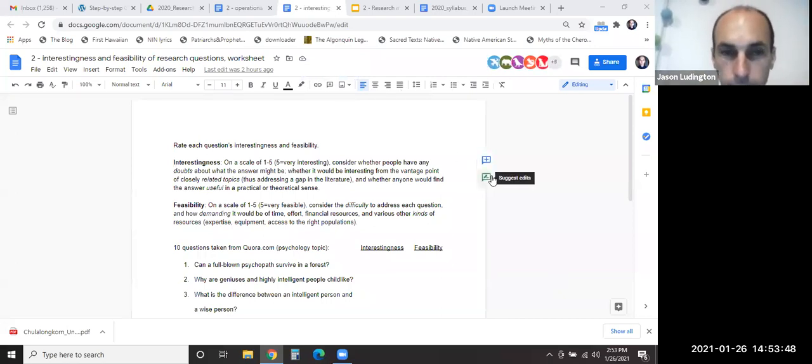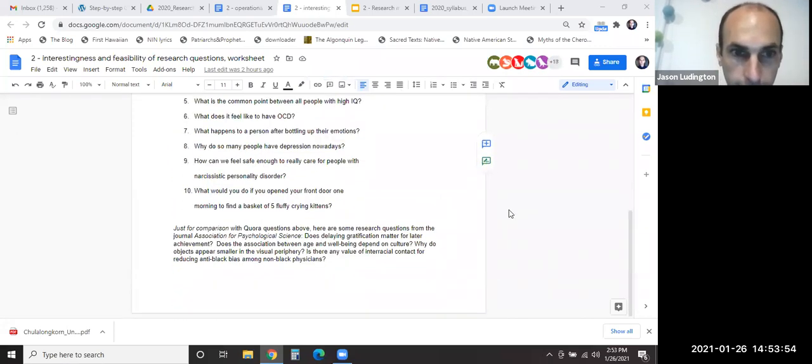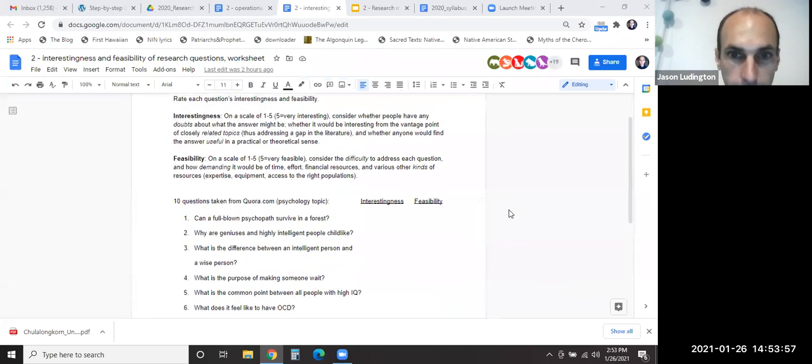So here's the exercise. And I want you to work in pairs or groups of 3 as I assign you. So take a look at these and evaluate them. Consider these on a 1 to 5 rating scale of interestingness and feasibility. 5 is very interesting. 5 is very feasible. So I'll put you in breakout groups now.